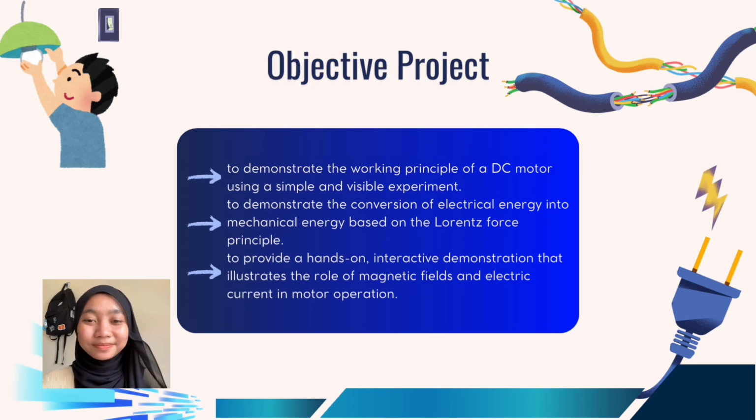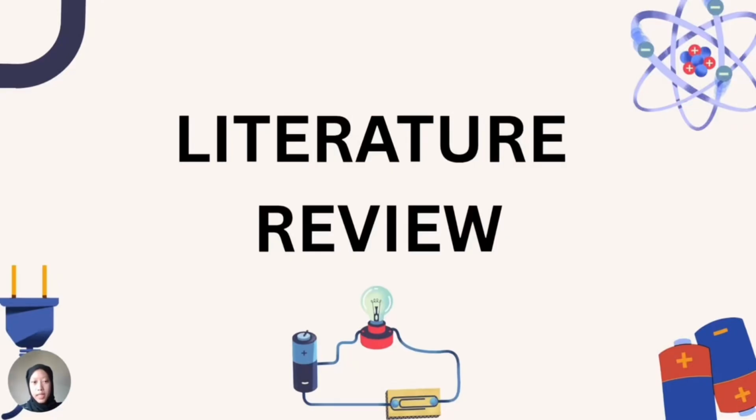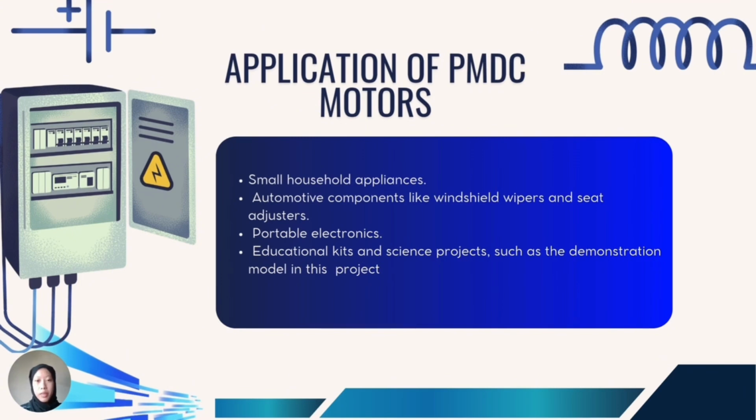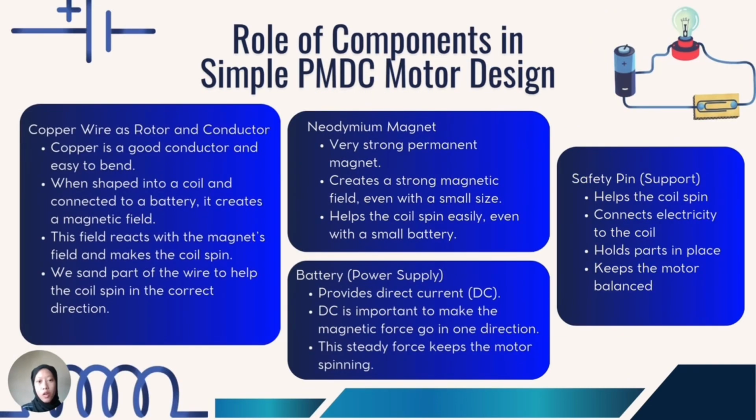Thank you. Okay, I will present the literature review of our project. Some applications of permanent magnet direct current motors are small household appliances, automotive components like windshield wipers and seat adjusters, portable electronics, educational kits and science projects such as the demonstration model in this project. Next is the role of components in a simple permanent magnet direct current motor design.